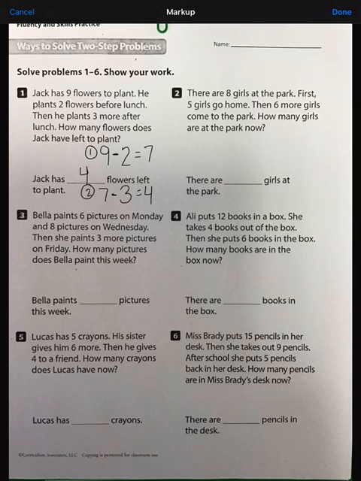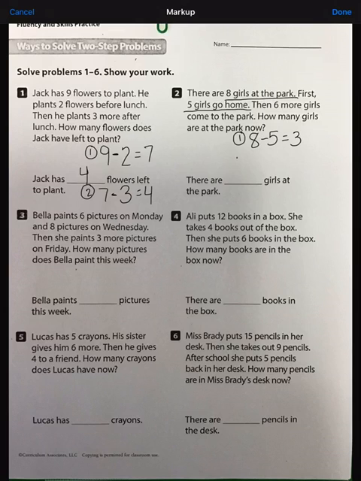Okay, well first we started with 8 girls at the park. So my first equation is going to start with an 8. 5 girls go home. So since 5 girls left, that's going to take away from my number at the park. Okay, so 5 of them left. So I had 8 girls at the park, 5 left to go home. So I'm going to subtract those 2 numbers. So then I get 3.